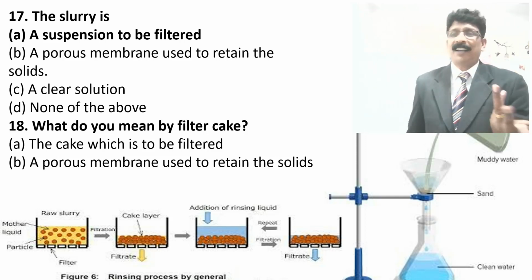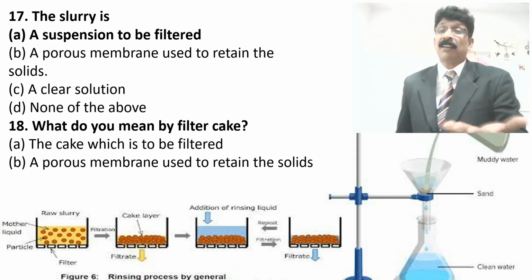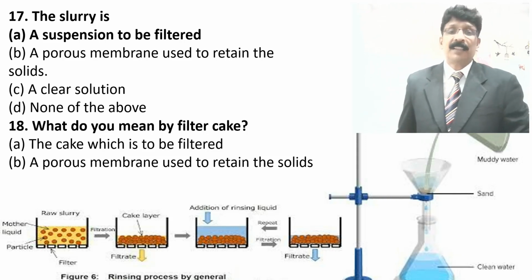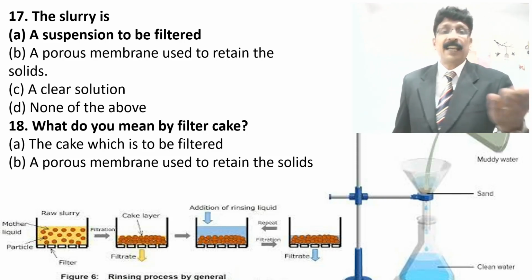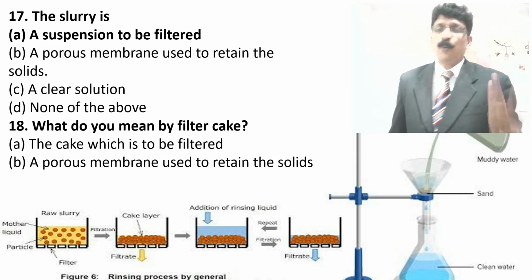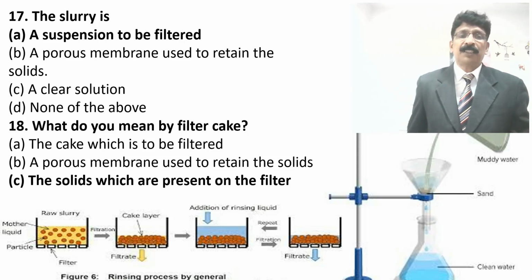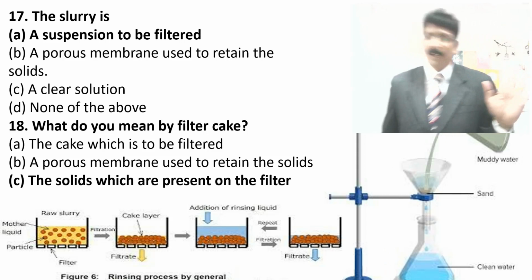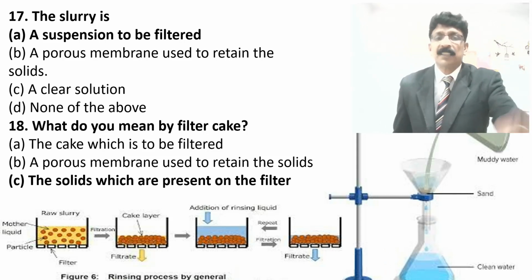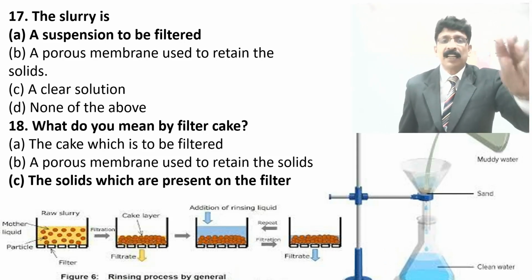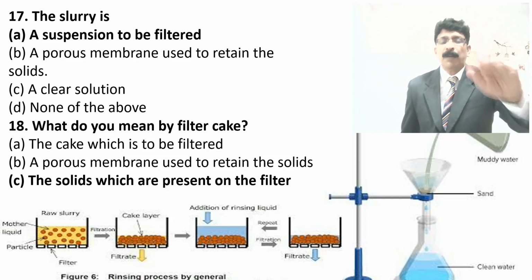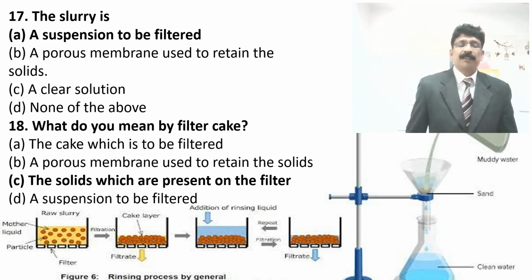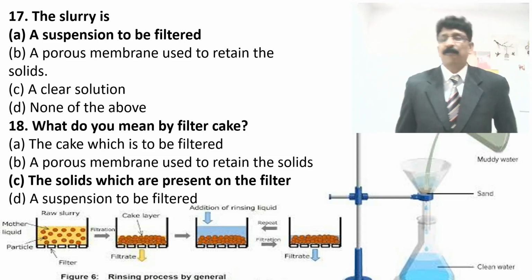What is the answer? The porous membrane used to retain the solid is called the filter medium. It is not the filter cake. The cake is the solids present on the filter shown in the picture. The red dots come together one by one and form a big solid, from a suspension to be filtered.